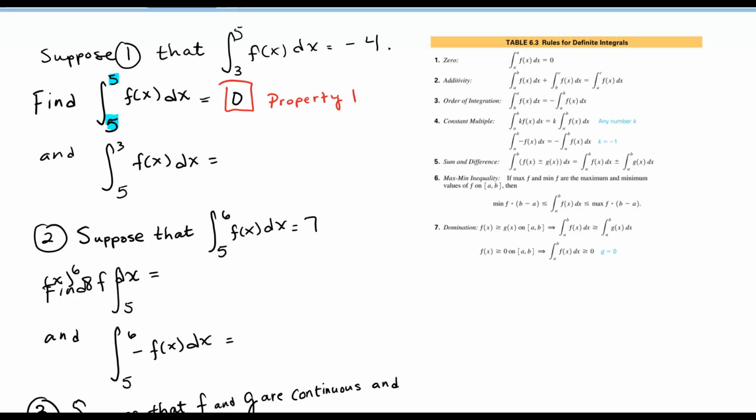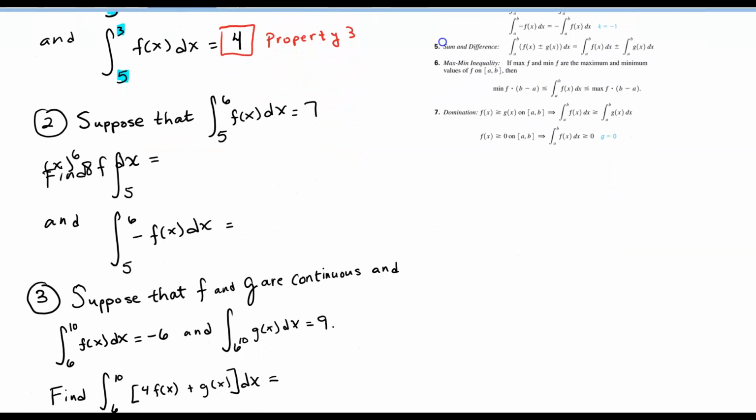So if we go from 5 to 3, like this, that is property number 3, the order of integration property. And that says that you take the opposite sign of the area. So if it was negative 4, it becomes positive 4 in terms of its area. So if you change the direction in which you're integrating, the area becomes the opposite sign. All right, not much to it. And again, we're going to write this one as property number 3. All right, so not too bad here.